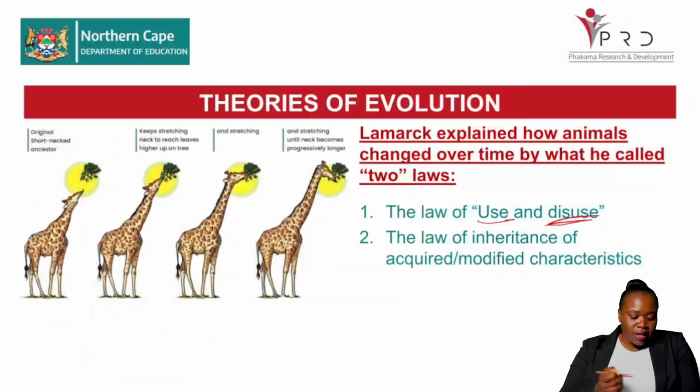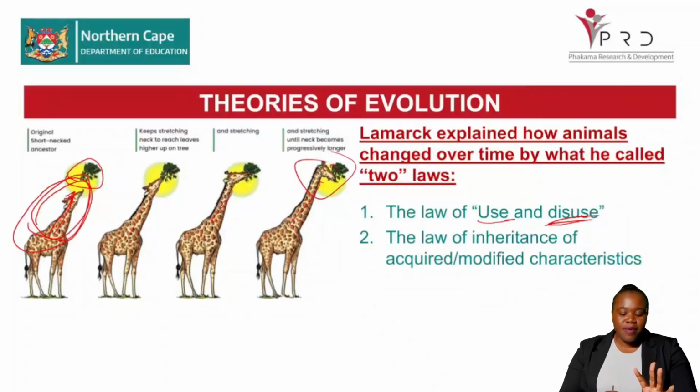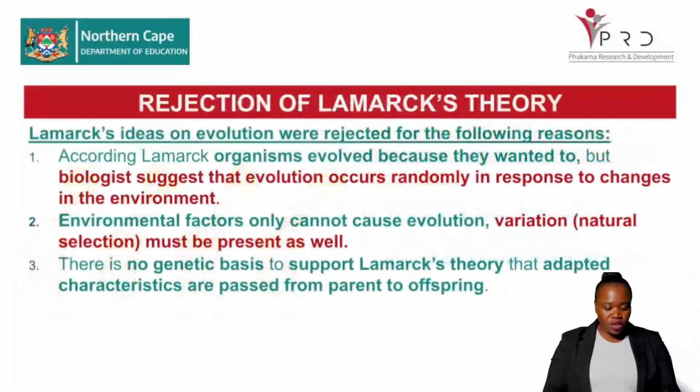So, for example, he says that the giraffes often stretched their necks to reach for the leaves on the top of the trees, and as they were stretching, their necks became longer and longer. Hence, we now have giraffes with long necks, right? So he also mentioned how the snakes used their legs less and eventually their legs disappeared, right? Now, the law of inheritance of acquired characteristics speaks about how these acquired characteristics, this tall neck, is now going to be passed on to the next generation, right?